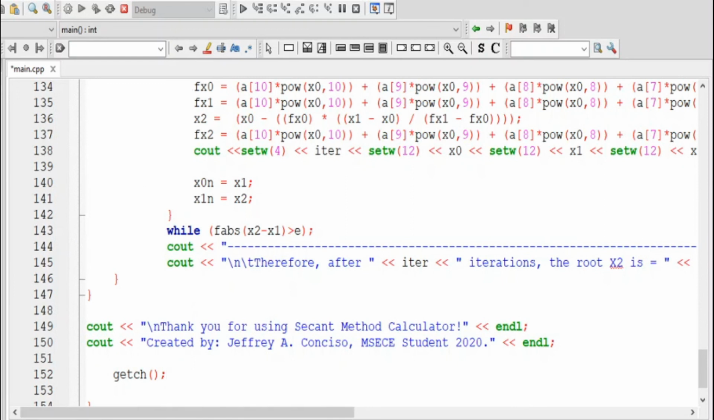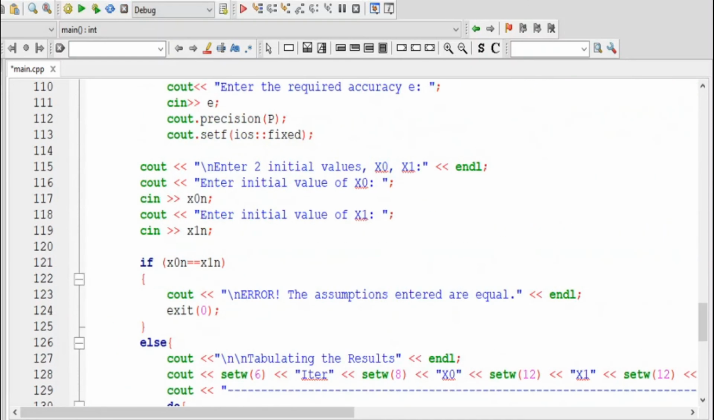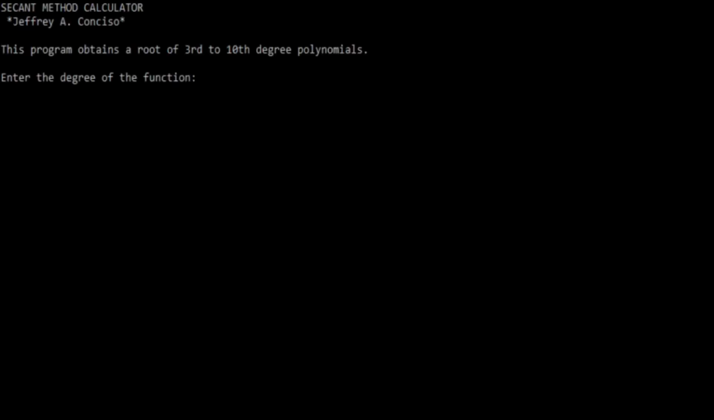Now let's try to run the program, build and run this program. Okay, let's go to the terminal. This program obtains a root of third to 10th degree polynomials, so the user is prompted to enter the degree. Let's use the polynomial being used in the first program.